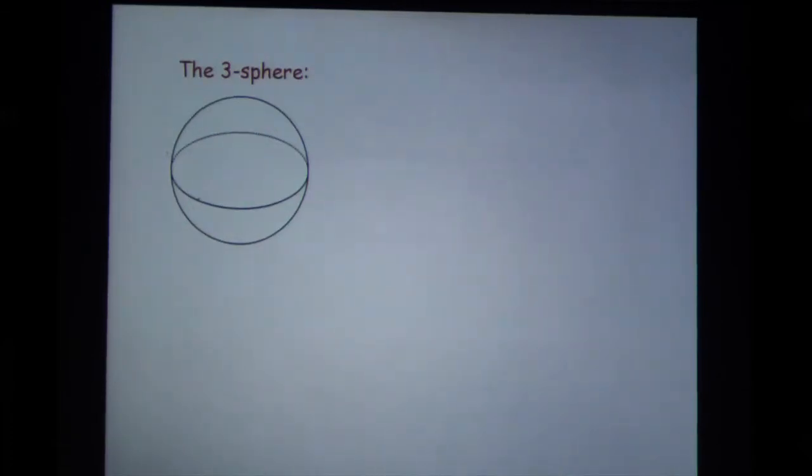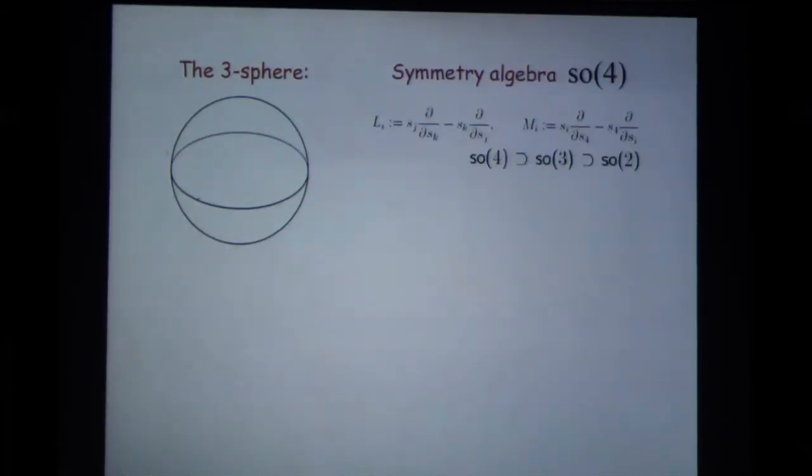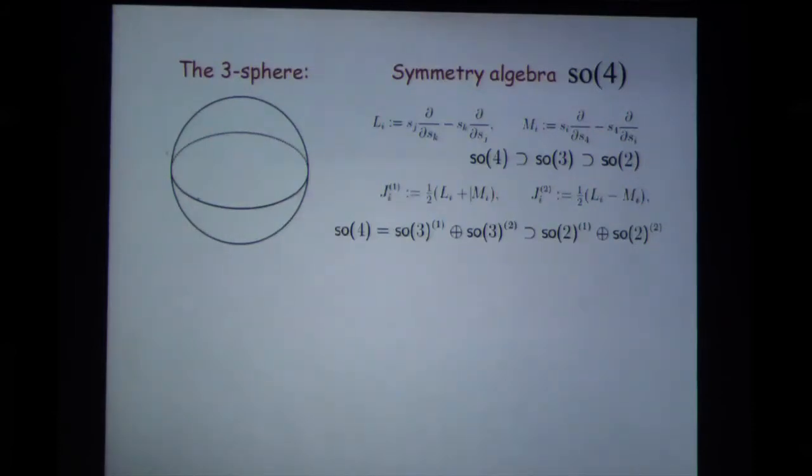So again, we start with a three-sphere. Here we have a symmetry algebra of the three-sphere given by SO4. These are the generators of SO4, and they're given in a chain where you reduce SO4, SO3, SO2, and you can identify which generators are in each algebra. On the other hand, you can take sums and differences, and then you're inside the other chain of SO4 into SO3 cross SO3 and containing these.